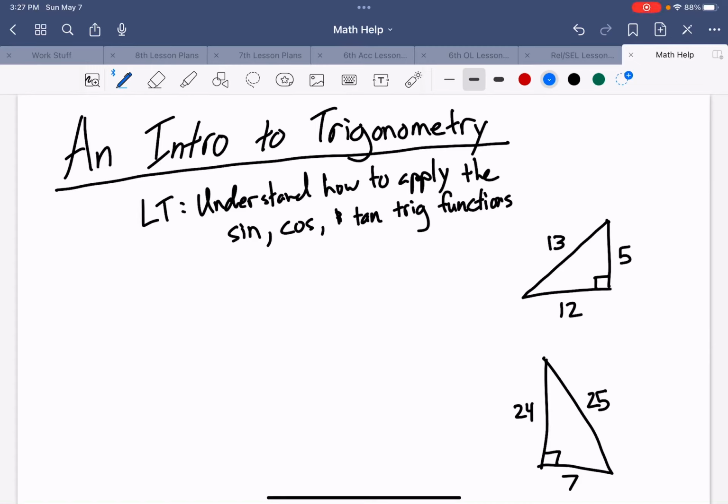Hello and welcome to this video where we're going to do an introduction to trigonometry. The learning target for this video is to understand how to apply the sine, cosine, and tangent trig functions. Now first, let's talk about some of the terminology and some of the new words here.